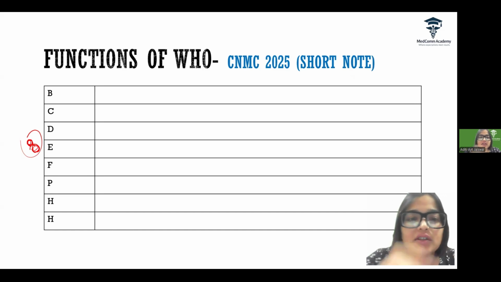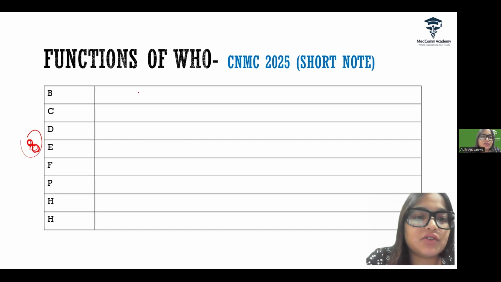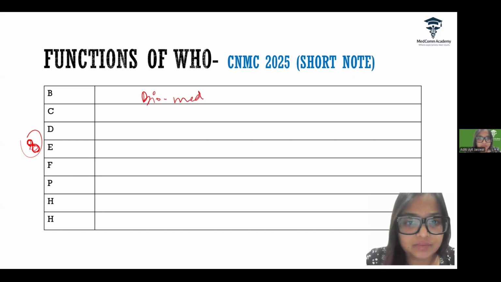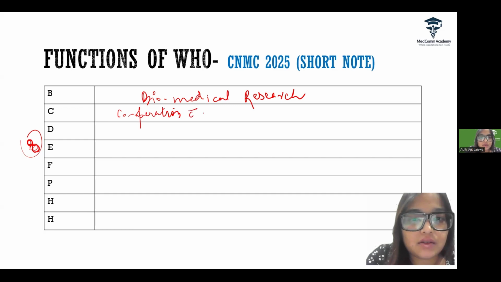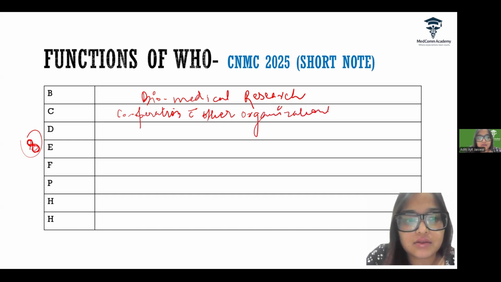So B for? Biomedical research. C for? I'll deal with each one by one. Biomedical research. C for? Cooperation with other organizations. Yes, very good. Cooperation with other organizations. D for?